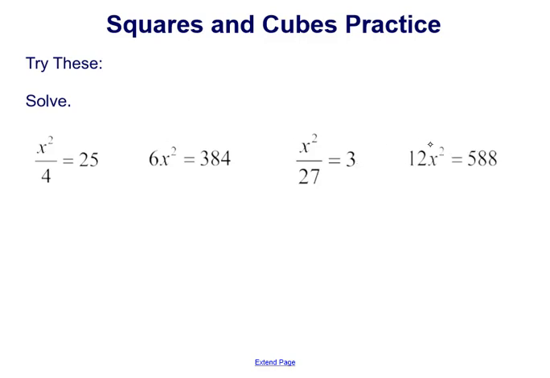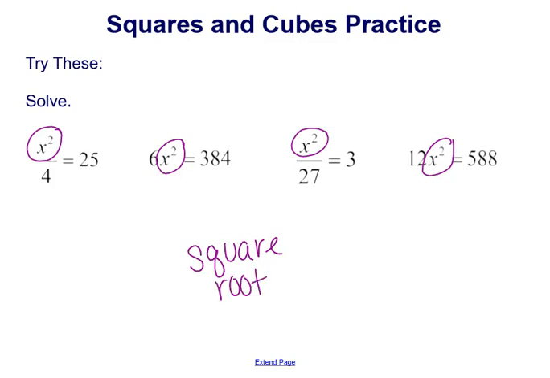In all 4 of these equations, there is in common that x is being squared. We have x squared, x squared, x squared, x squared. So we're going to have to use the square root inverse operation to undo that squaring. Now, all 4 of these equations also have in common that they're not just x squared equals a number. They have some other operation or some other number with it, so we're not quite at that step yet. We have to undo something first.